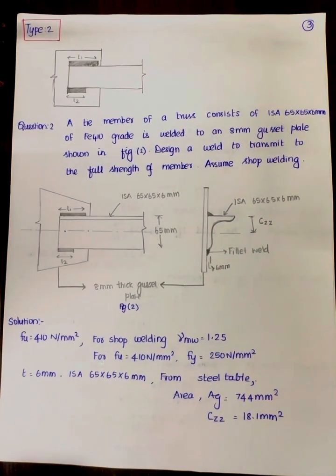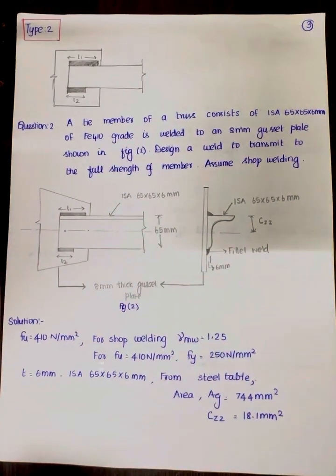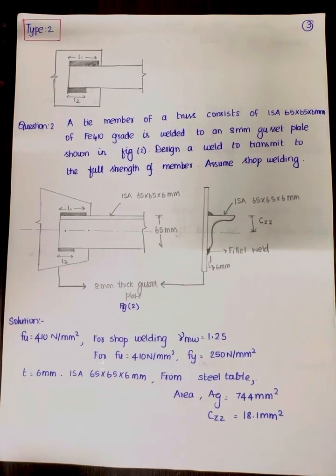The question is, a tie member of a truss consists of ISA 65 by 65 by 6 mm of Fe 410 grade is welded to an 8 mm gusset plate shown in the figure. Design a weld to transmit to the full length of the member. Assume shop welding. This is a question.